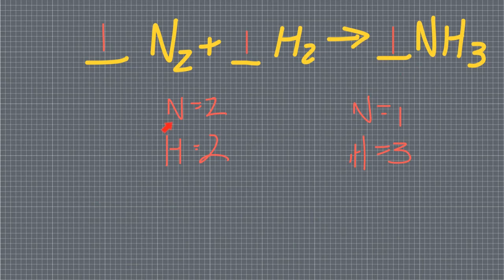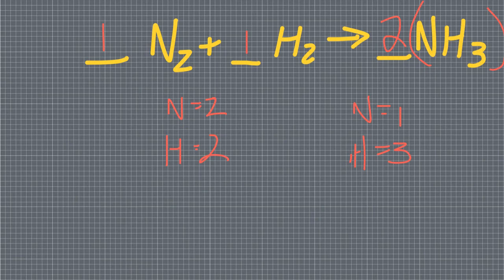I have 1, I have 2 on the left, I have 1 on the right. So obviously my mass is not conserved. So what I'm going to do is erase this 1, and instead I'm just going to put a 2. Now what that does is basically the distributive property. So now instead of just 1 NH3, I have 2.